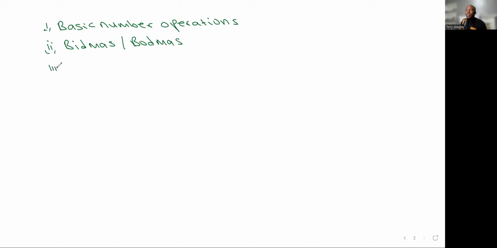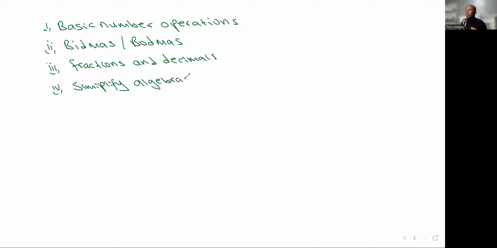I will have a quick summary about fractions and decimals. So I will discuss the concept of fractions and decimals. How do you convert from fractions to decimals and vice versa? Then the fourth one I will talk about is how do you simplify algebraic expressions? Okay, so we'll talk about how you simplify algebraic expressions.